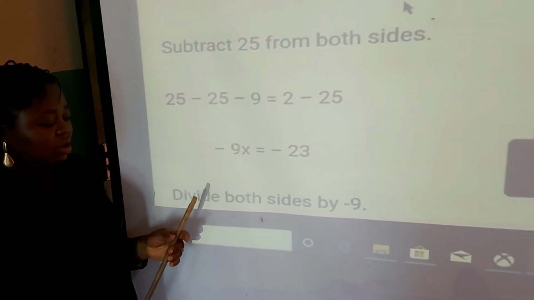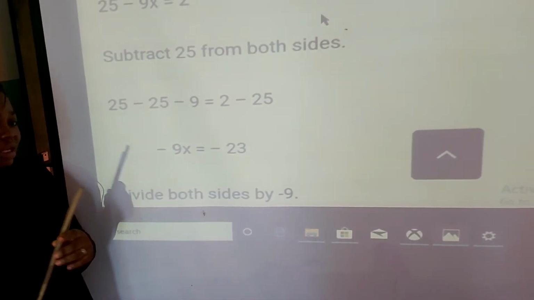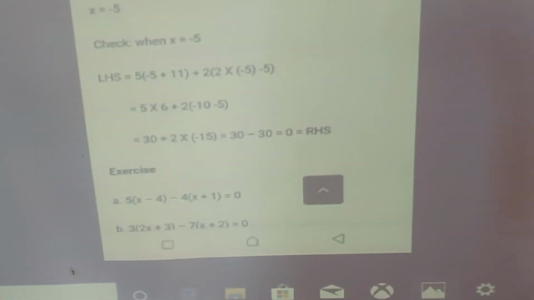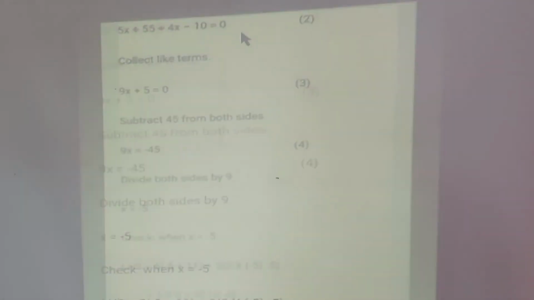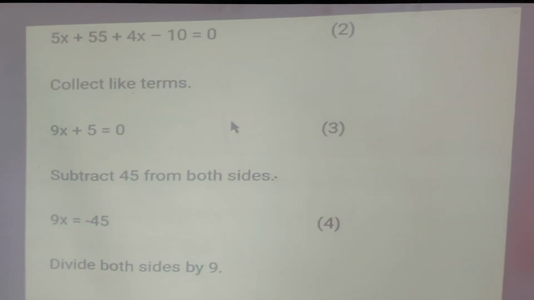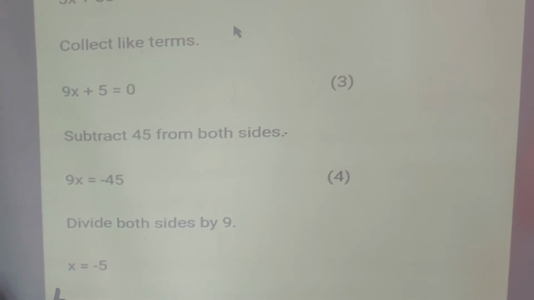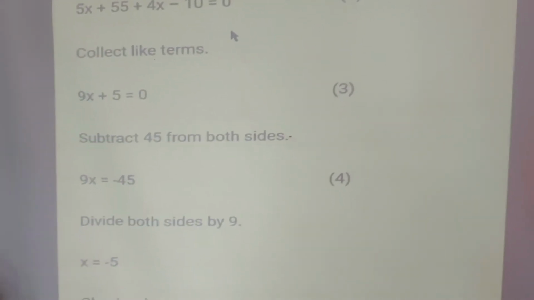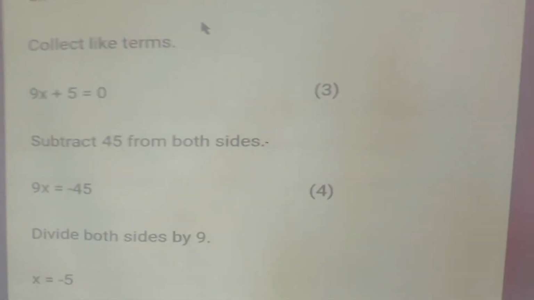It is simpler now, so we divide both sides by minus 9. Please, not just 9, minus 9, so that we'll be able to find the value of x. Minus 9x equals minus 23, and x will give us minus 23 over 9. This is another example.